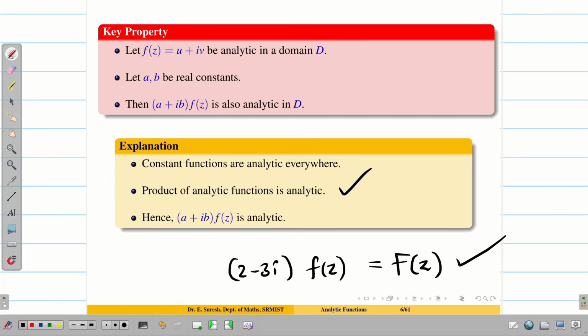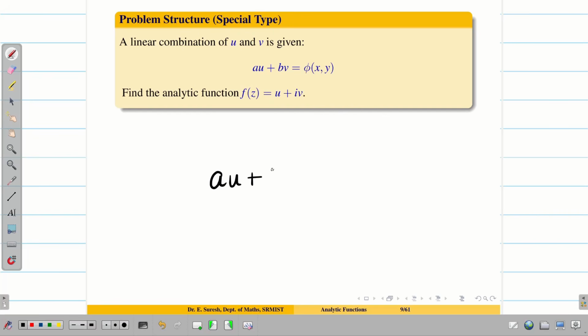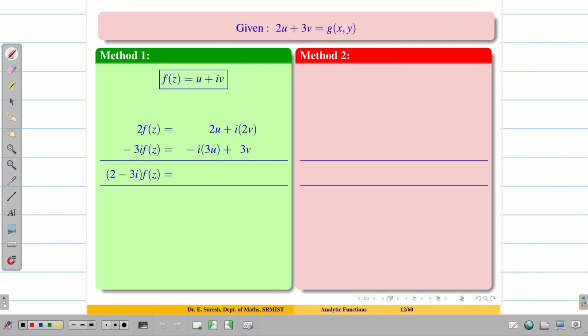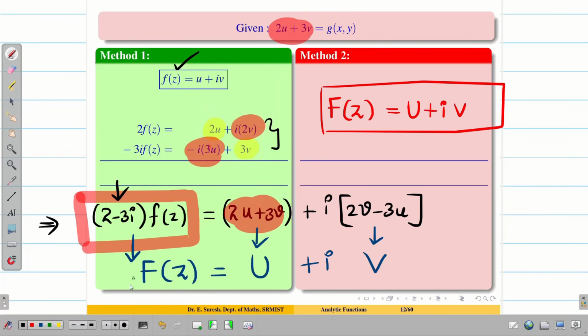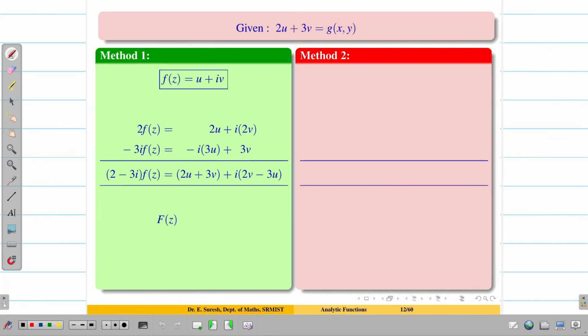Hope you understand, students. If you get a question with a linear combination au plus bv is equal to some function phi of x comma y, where a and b are real constants, then using this method we will convert the given problem into the real part of some other analytic function capital F of z. So we can see the typed version. So I am assigning capital F of z is equal to capital U plus i into capital V, where capital U is 2u plus 3v, capital V is 2v minus 3u. Now our given question is the real part of this capital F of z.